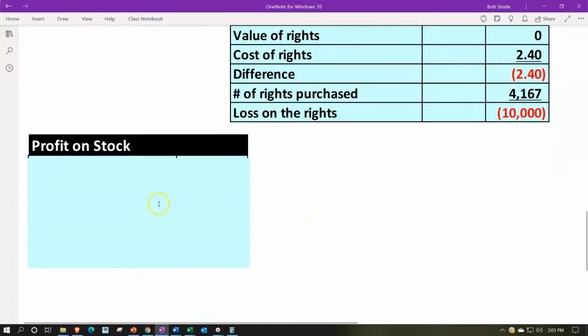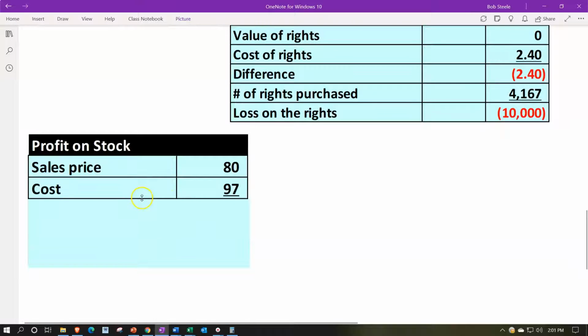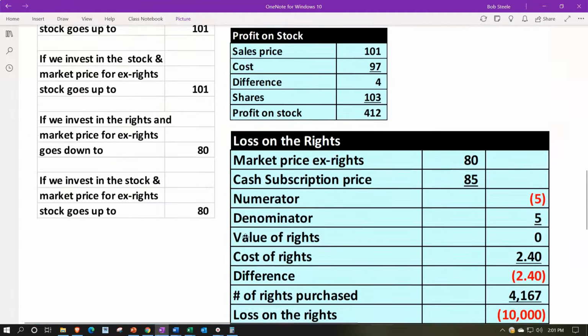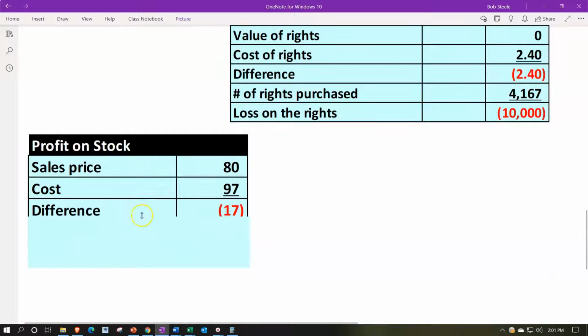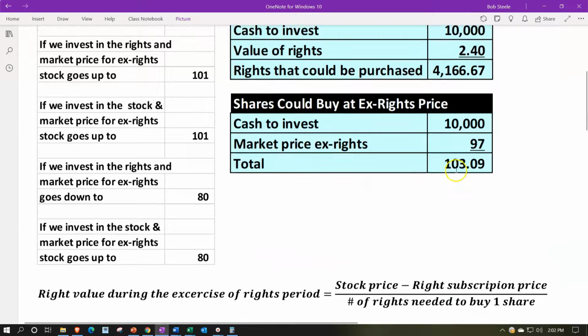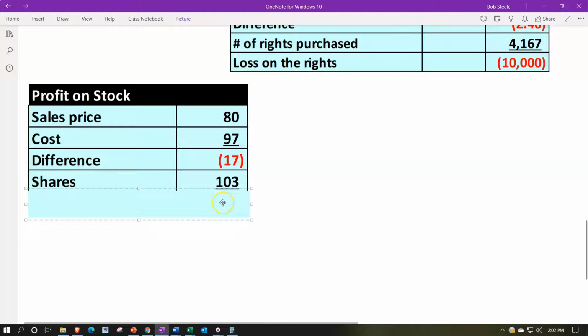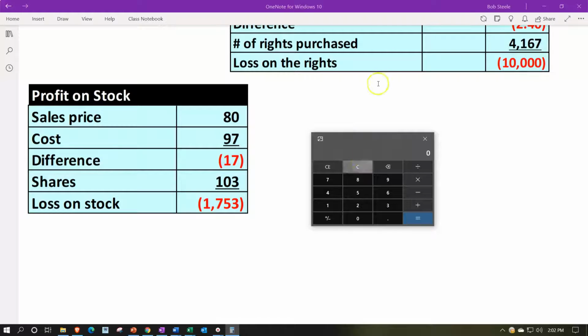What would happen on the stock side? On the stock side, we have the $80 sales price now, compared to the cost for which we could have purchased them, the X rights price, 97. That difference is a loss of 17. How many could we have purchased? About 103. We calculated that up top. And therefore, we have the loss down here of 1,753, which is the 17 times about 103.